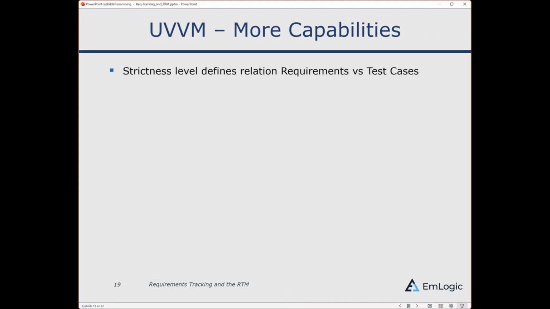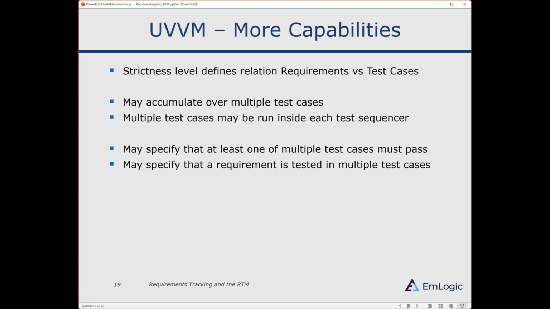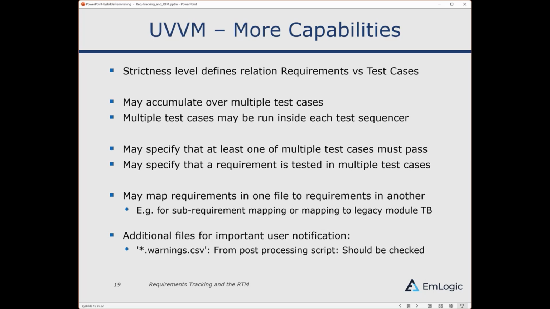We also have more capabilities. You can define the strictness level. You can accumulate, of course, over multiple test cases. And you can run multiple test cases inside each test sequencer. Specify at least one or multiple test cases must pass, or that requirement must be tested in multiple test cases. And you can also map requirements in one file to requirements in another file. And we also have additional files for important user notifications, like warnings that should be checked, and also compliance that, of course, must be fixed before you complete this.